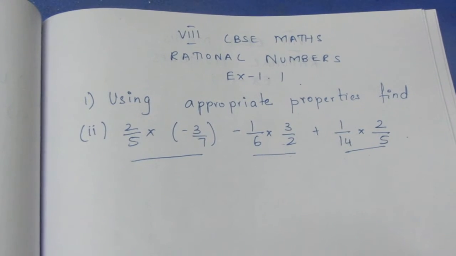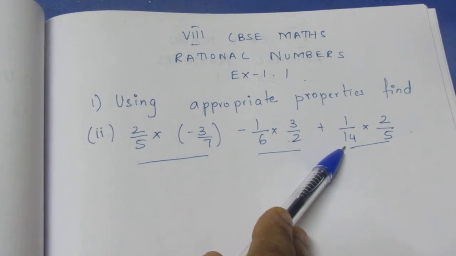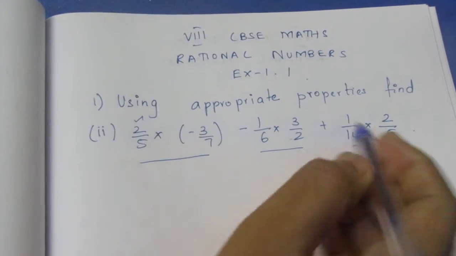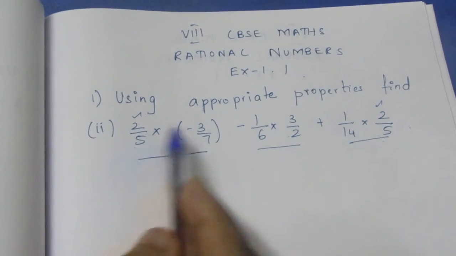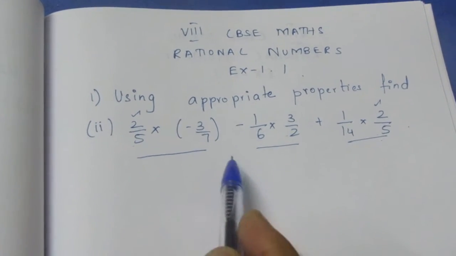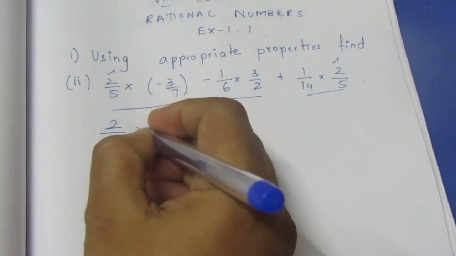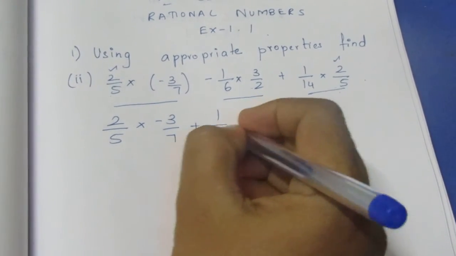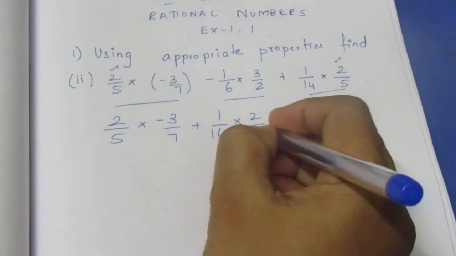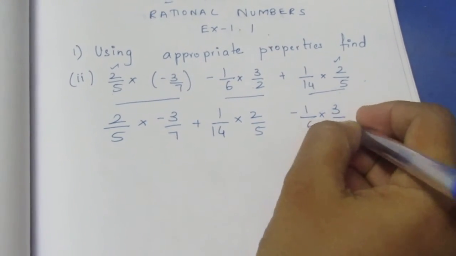So in this we need to check if any common number is there. In the 3 terms, is there any common rational number? Yes, it is 2 by 5. We have 2 by 5 here, and also in this term we have a 2 by 5. Write them together. Always write the values together for you to solve easily. Now this becomes 1 by 14 into 2 by 5. Here I am writing this term here, 1 by 6 into 3 by 2.